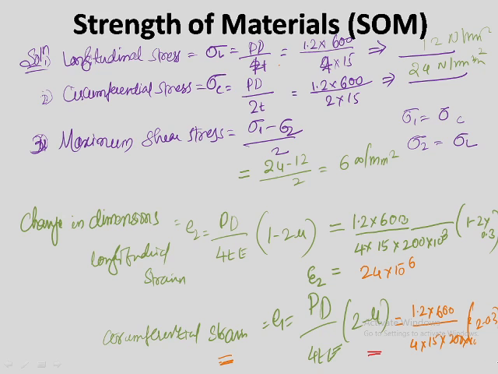1.2 into 600, divided by 4 into 15 into 200 into 10 to the power of 3, in bracket 2 minus 0.3. 102 into 10 raised to minus 6, right?